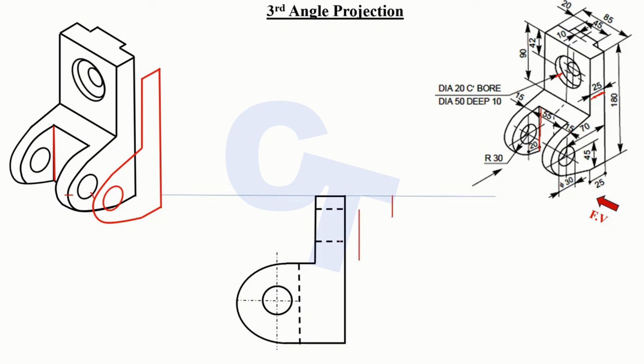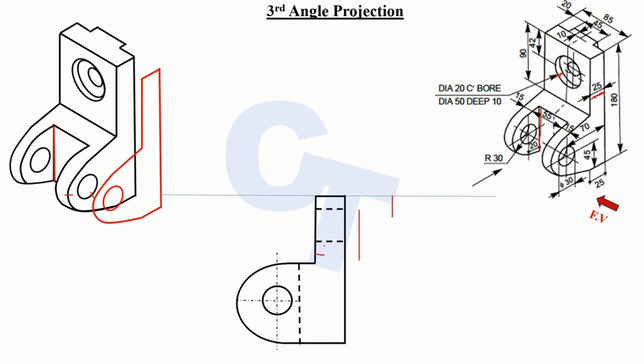After measuring 50, we're going to draw some hidden details. We're not going to see it, but since it is a hole, you have to indicate it using some center lines. Now we have a center bore. As you can see, this one is going to go through, right there. So we're going to measure a distance of 10.